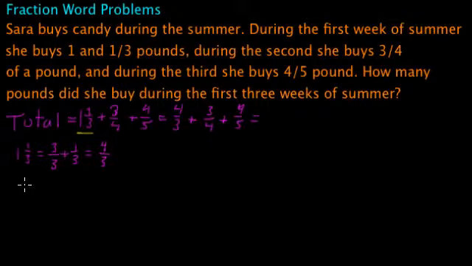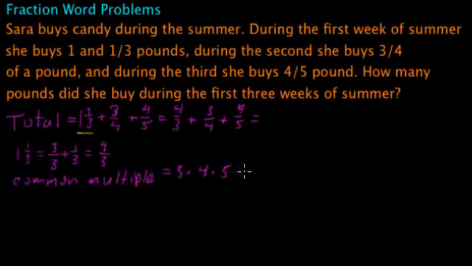Of those denominators, what I'm really looking for is a common multiple. It doesn't have to be the least common multiple. And because of that, one way I can do that is to simply multiply them all together. So I can multiply 3 times 4 times 5, and that will give me, see, 3 times 4 is 12. I still have my 5. And 12 times 5 is 60.